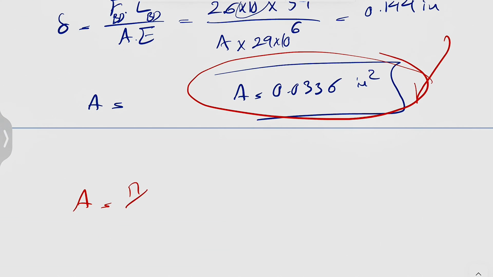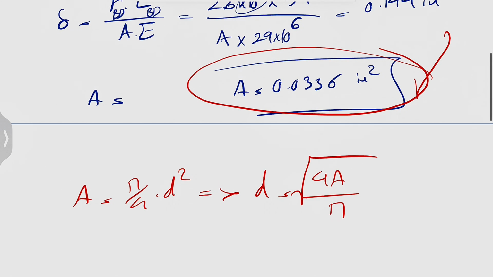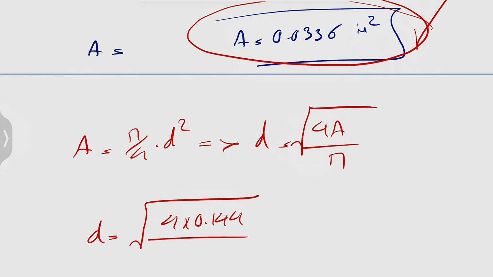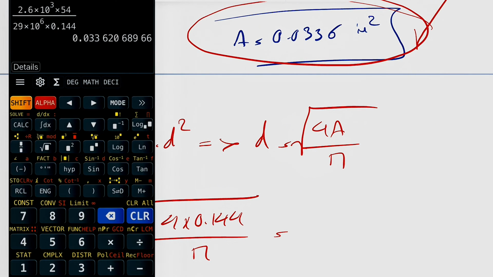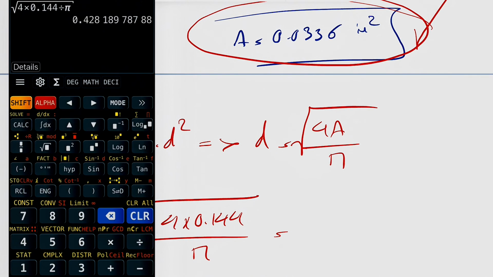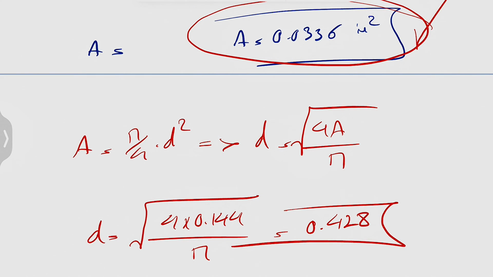So we're going to go with the first answer, 0.144. As I said, area would be pi over 4 times d squared. If we want to find d, we simply have 4A divided by pi, and we do a square root to get rid of the power of 2. So our d would be the square root of 4 times 0.144 divided by pi, and this will be the final answer, 0.428 inches.